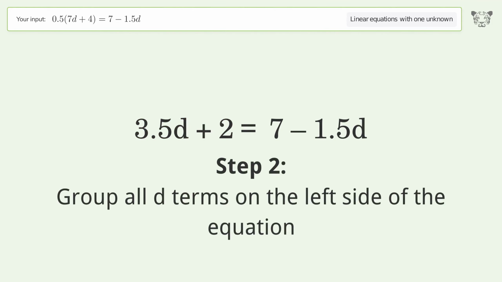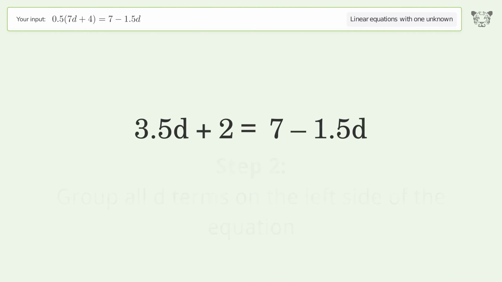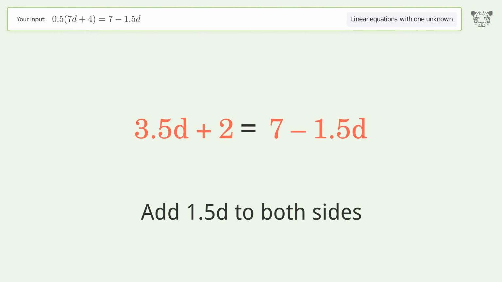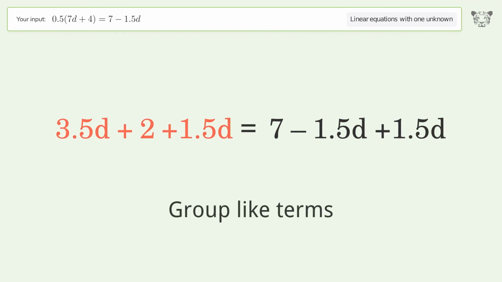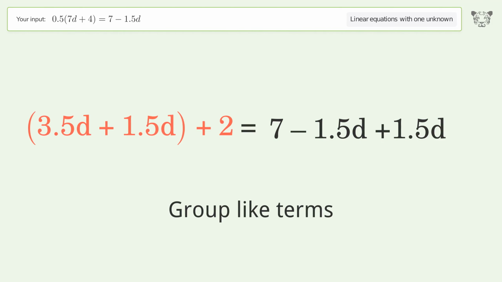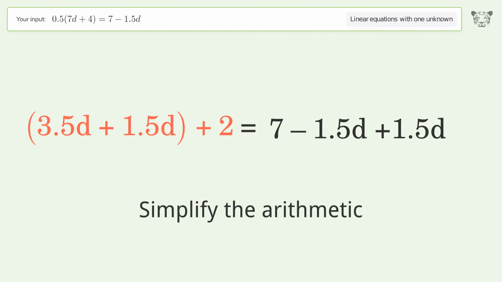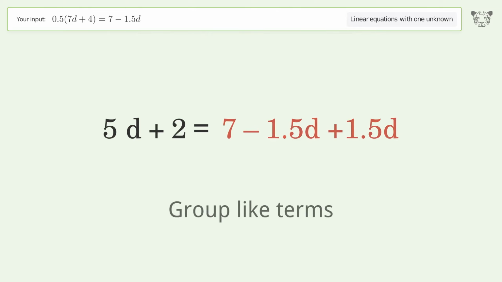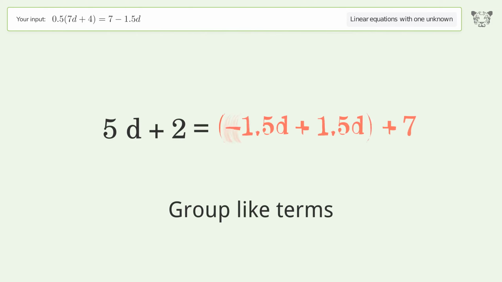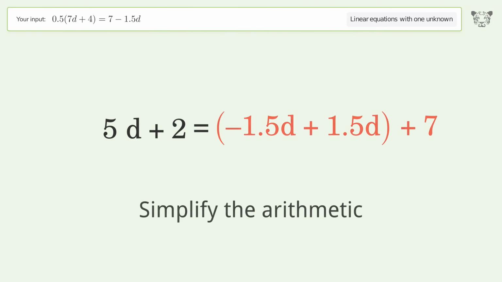Group all d terms on the left side of the equation. Add 1.5d to both sides. Group like terms. Simplify the arithmetic. Group like terms. Simplify the arithmetic.